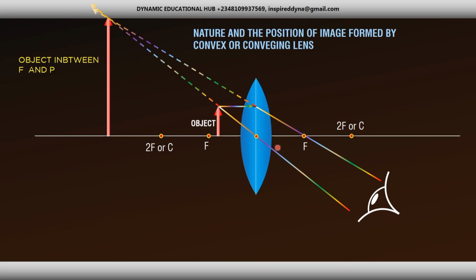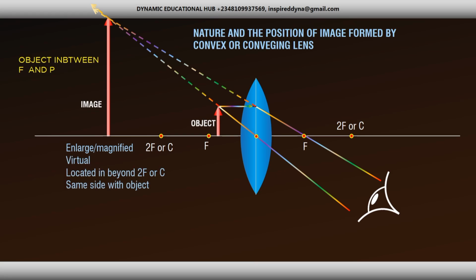Now look at the rays that form this image. Are they real? They are not real because we didn't have actual intersection of the rays. Now we just have imaginary intersection of the rays of light forming this image that cannot be projected on the screen. So this is what we call a virtual image. Now we have enlarged or magnified image, which means the magnification is greater than 1. It is virtual, not real, and it is located beyond the center of curvature, on the same side with the object.